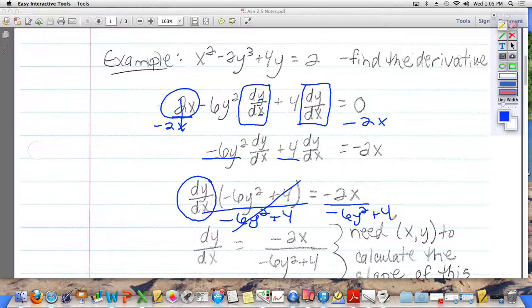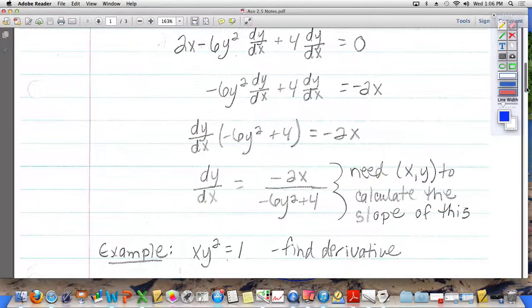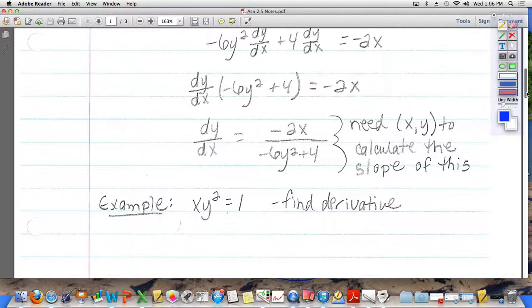So this is the deal. You started with a function that had x's and y's in it. Now, remember when you find the derivative, it means you're finding the slope of a line that is tangent to this curve. Well, now you have a derivative that has x's and y's in it. So in order to calculate the slope, you have to put both an x and a y value into this to calculate the actual slope. So I put a little note over here. You need an x and a y to calculate the slope of this function.